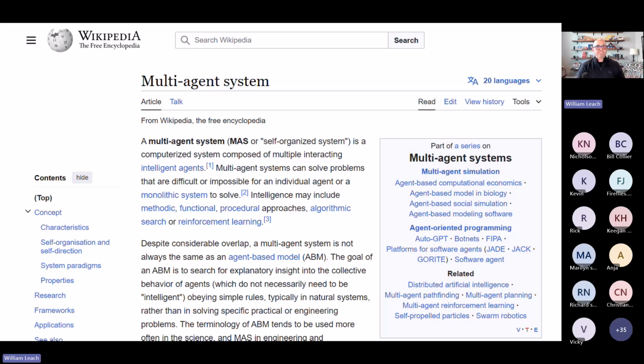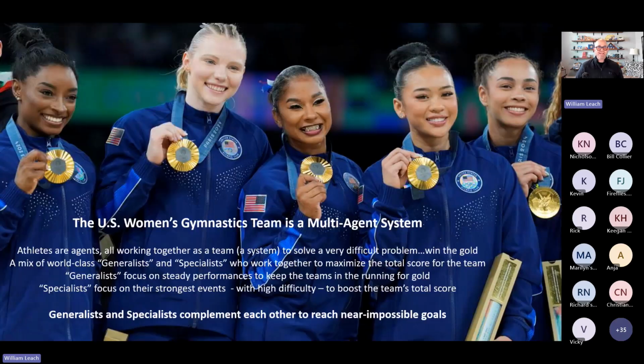It's a computerized system composed of multiple interacting intelligent agents. Now, these multi-agent systems can solve problems that are difficult or impossible for an individual agent or a monolithic system to solve, and a whole bunch of terrible words that I no longer want to talk about. So rather than going through this terrible definition of what a multi-agent system is, I want to explain it through the lens of the US Olympics team, gymnastics team, in fact.